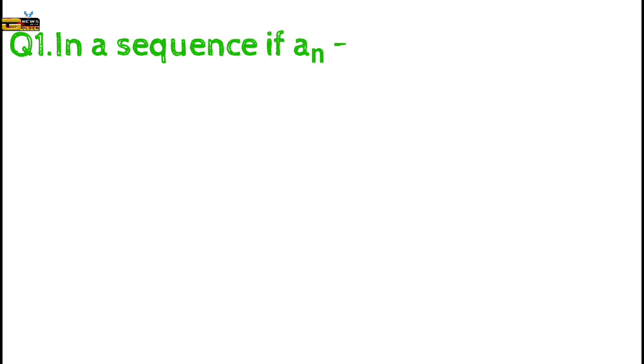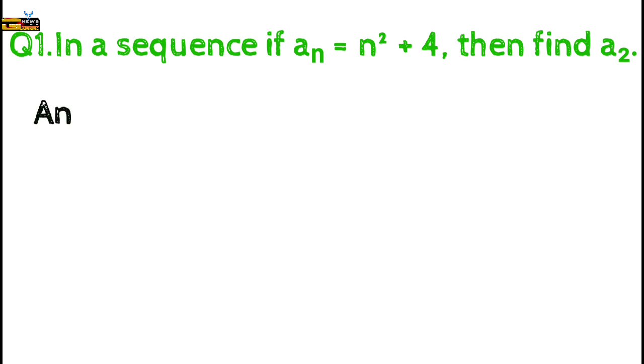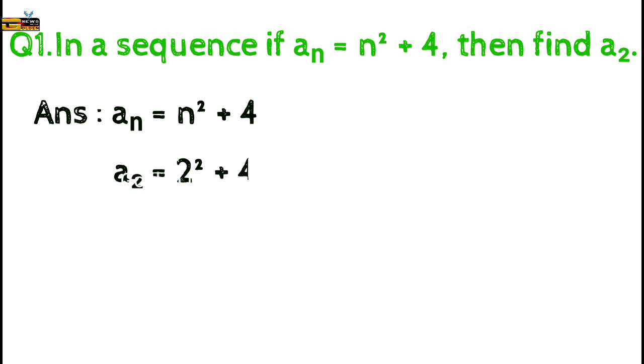First problem. In a sequence, if An equals n square plus 4, then find A2. The answer: An equals n square plus 4. By substituting the value for n, we get A2 equals 2 square plus 4, which is 4 plus 4. We get 8. Therefore, A2 equals 8.